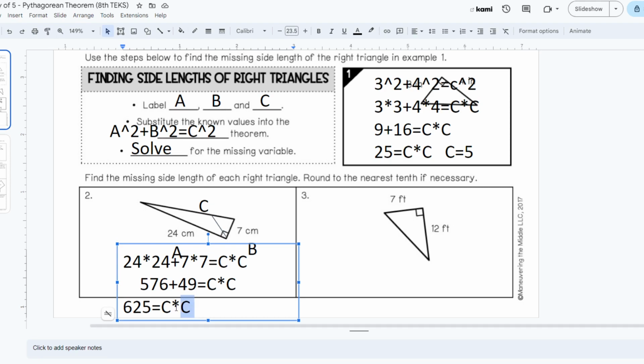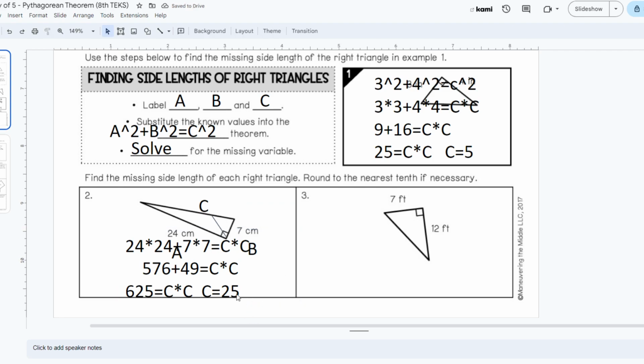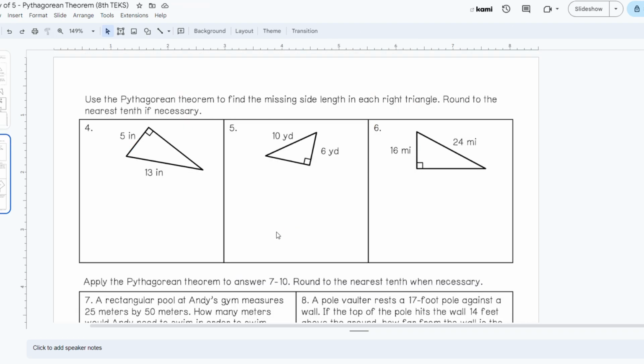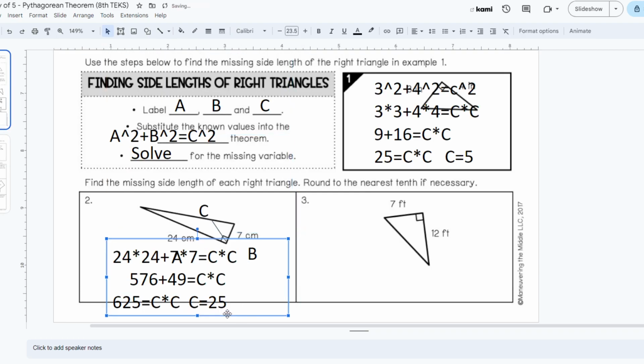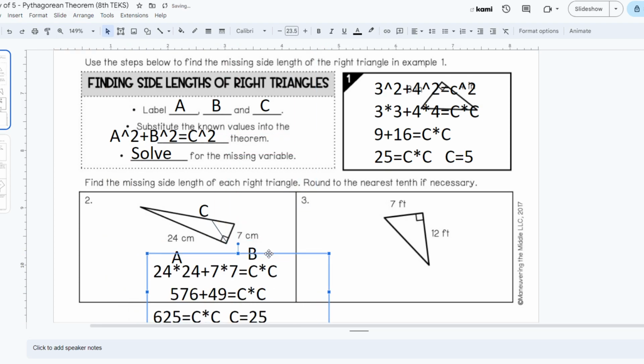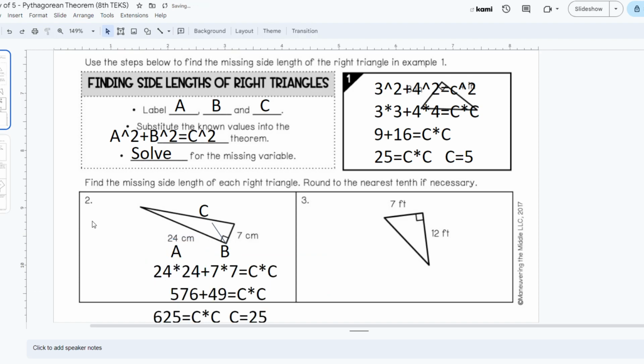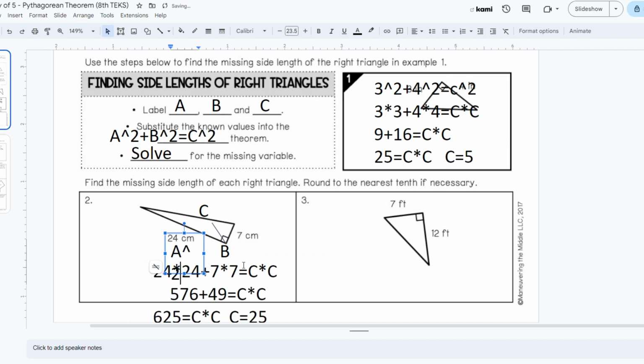I keep opening up that tab by mistake. So C equals 25, because 25 times 25 is 625. I'll put the work over here. And I'm going to move that B value so you can see what is A and what is B. Hopefully this lets you see what is happening a little bit easier. There we go.